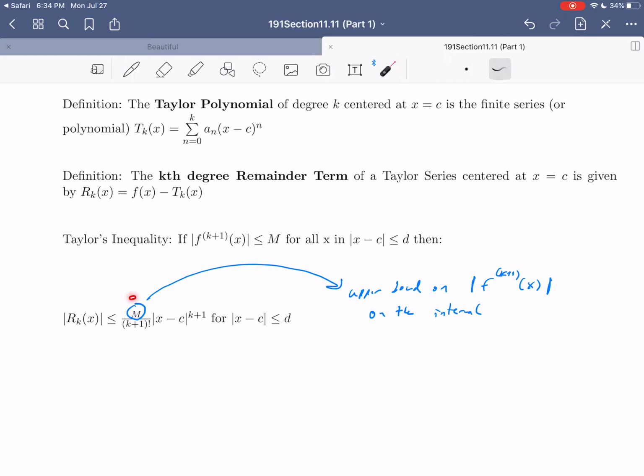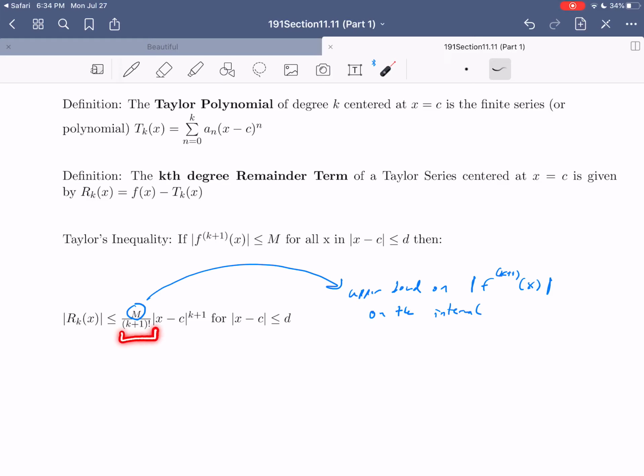So, to determine M, what you're going to need to do is find the k plus first derivative and put it in absolute value. Again, we don't care if it's positive or negative. We just want the largest magnitude. So we want an upper bound on the absolute value of the k plus first derivative, so the largest magnitude of the k plus first derivative on the interval that we're working on. And the interval is always going to be specified. It's just going to be the interval that we're trying to make our estimates on.